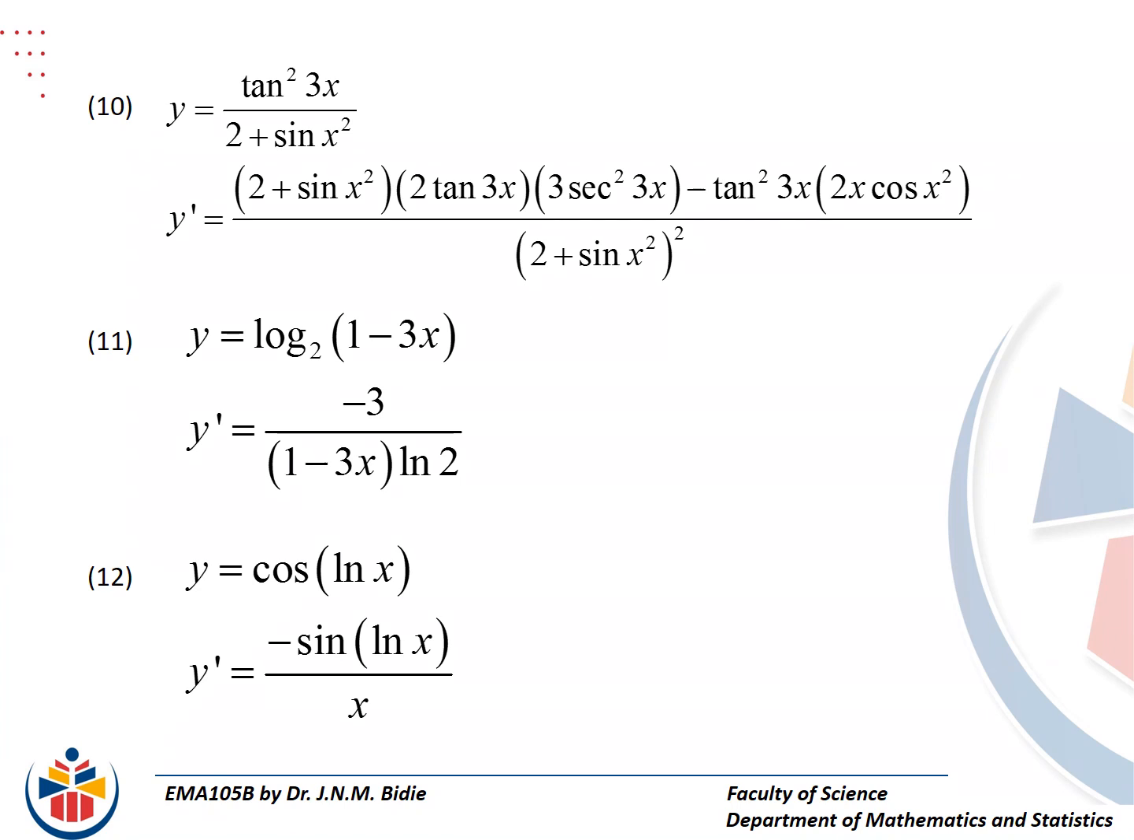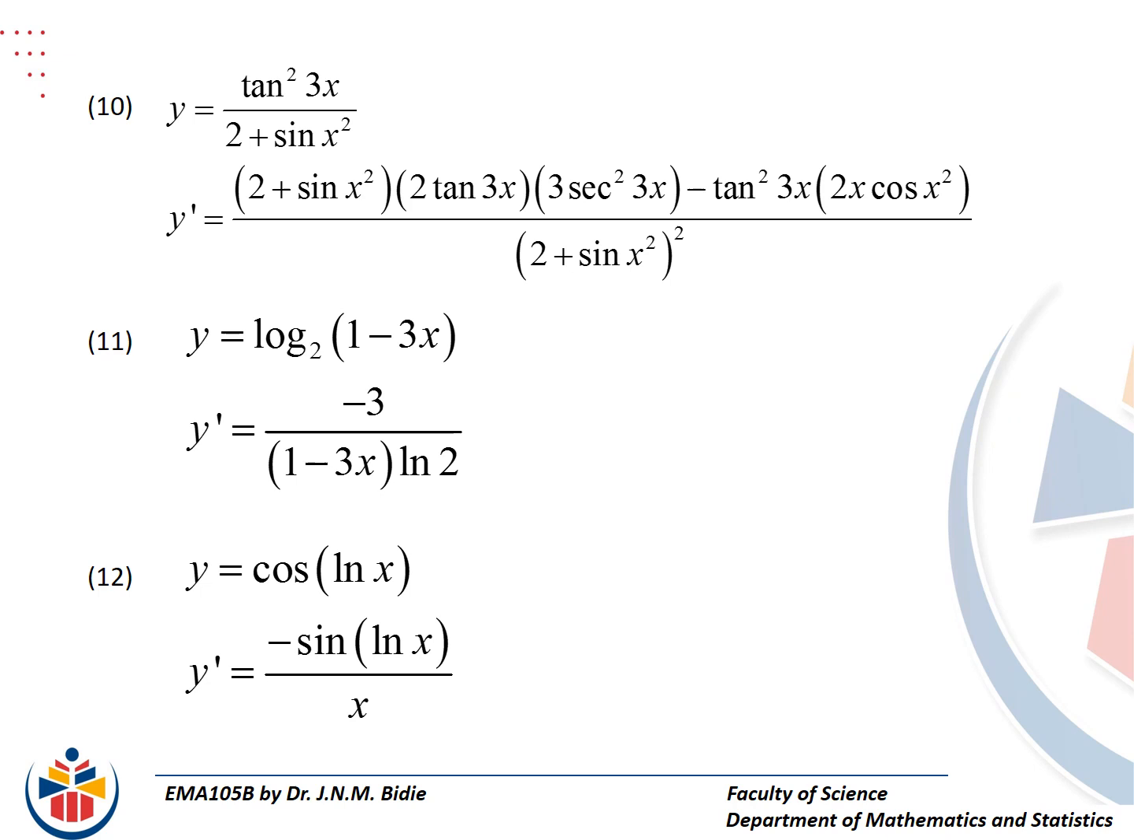Number 10, we're using all these rules, as you can see. Quotient rule. Now we're introducing tan squared in our numerator. Tan squared 3x, all divided by 2 plus sine x squared. Quotient rule, okay? Denominator up first, to find our derivative: 2 plus sine x squared, that's our denominator, into the derivative of that numerator.